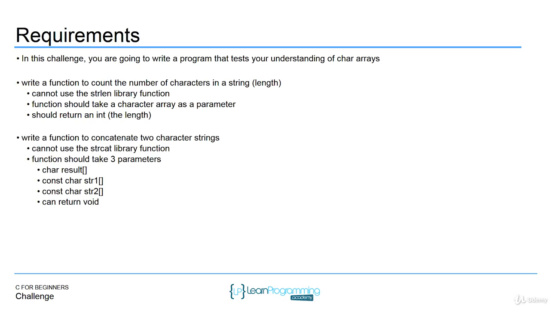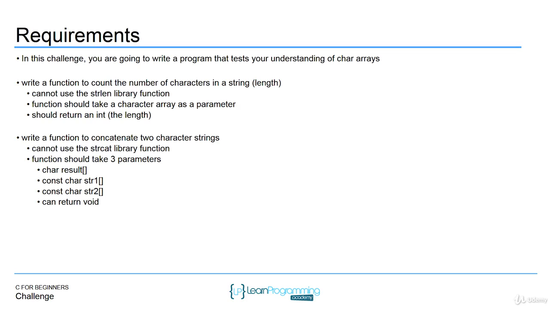The next function I want you to write is to implement the concatenate function, where you can concatenate two strings. Again, I don't want you to use library functions. Don't use strcat. This function should take three parameters: the result, and then the two strings that you want to concatenate. Those can be constants because you're not going to change those. The result is just going to be the character string that you store in. Right? So pretty simple. Again, you don't have to deal with pointers.